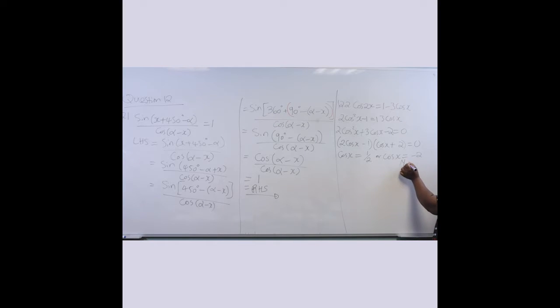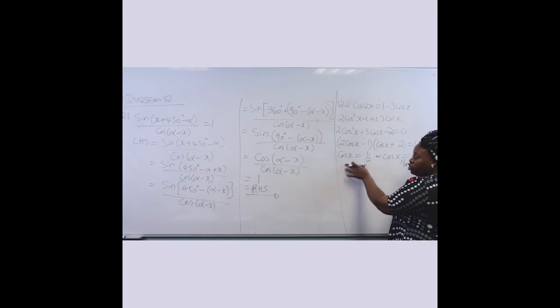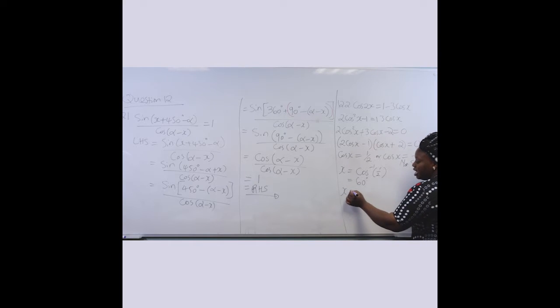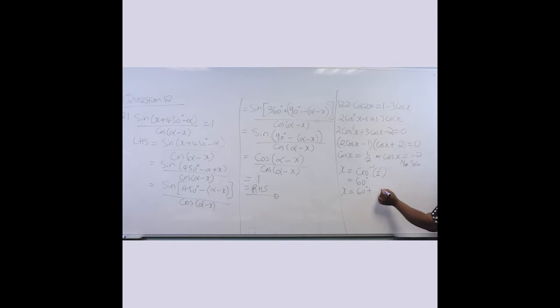This one is not a solution because we cannot get an angle with a negative in terms of cos. So we're going to focus on this one. For the general solution, we say x equals arc cos, which is cos to the minus 1 of 1 over 2 in your calculator, and this will be 60. Now 60 becomes your reference angle. So x equals 60 degrees plus, and since we are talking about cos, it's 360 degrees k, where k is an element of integers.